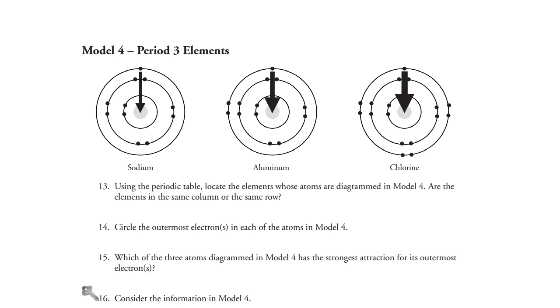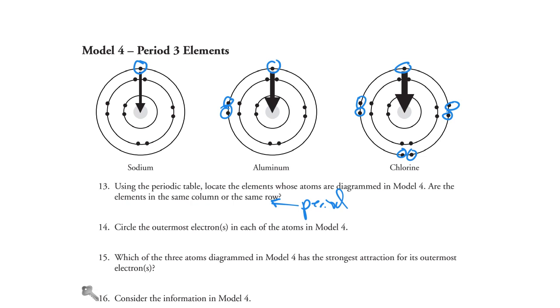All right, on to model 3, where we have 3 different elements, all from the same period. So using the periodic table, look at the elements whose atoms are diagrammed here. Are the elements in the same column or same row? It is the same row, which we call a period. Circle the outermost electrons. So sodium has just the 1. Aluminum has 1, 2, 3 valence electrons. And chlorine has 1, 2, 3, 4, 5, 6, 7.